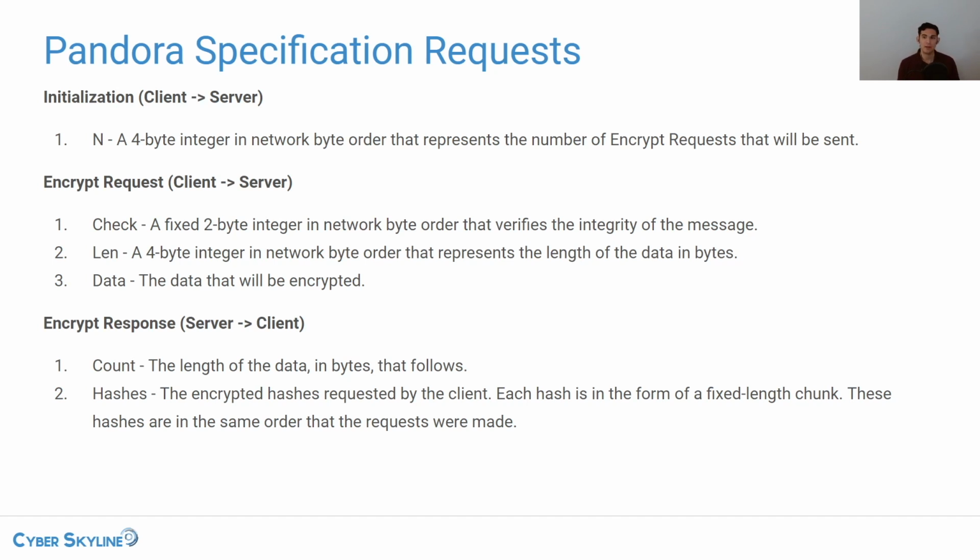And so basically, in theory, the value of count would be the number of hashes, that's the n at the top in the initialization, n times the length of each hash, right? Because the server is going to send back an encrypt response, which will contain hashes for all of those requests. And each hash is the same length. So the length of all of the hashes together is simply the length of each hash times the number of hashes that there are. And we're going to see this when we look at the actual data.